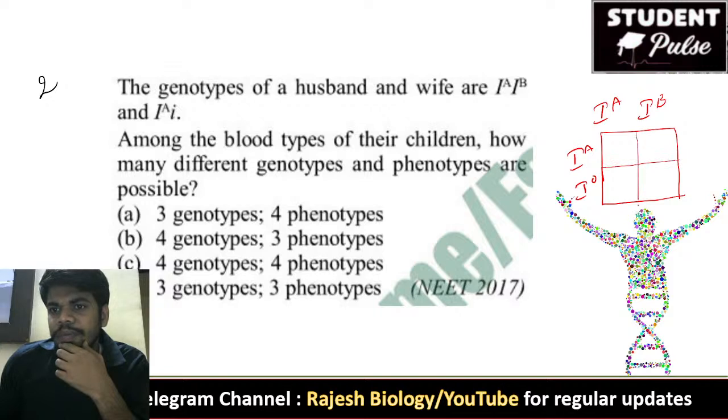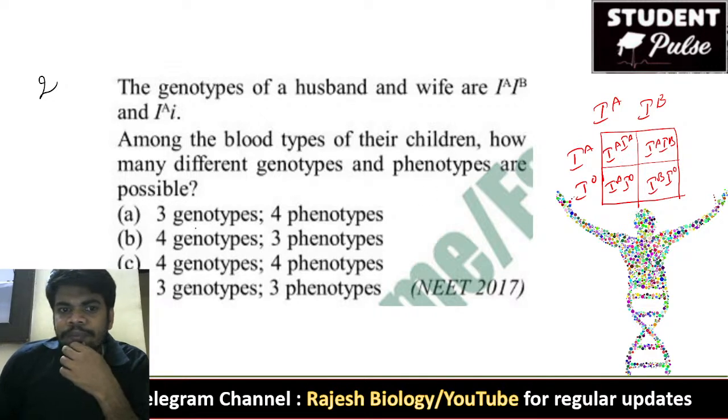Okay. So IAIA, IAIB, IAIO, IBIO. So four genotypes. So option A is wrong, option D is wrong.